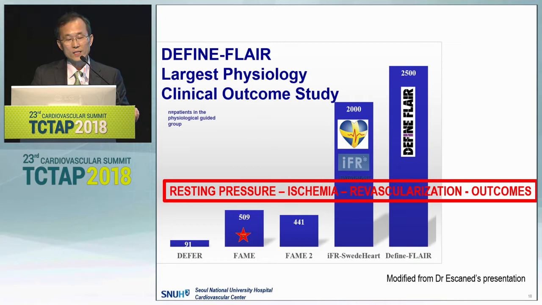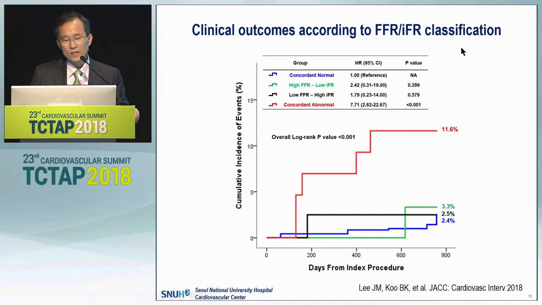In terms of discordance, when you follow the outcomes of patients who have concordant normal, discordance, and concordant abnormal, if there's no meaning in this IFR discrimination, actually this group should have around this area. But as you can see here, only the concordant abnormal has a statistically very significant difference in terms of risk, and there's no significant difference in these groups, so the concordance and discordance matter.